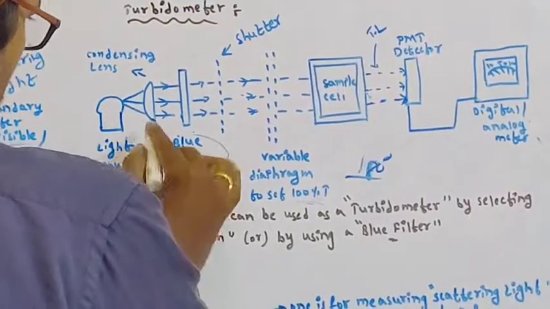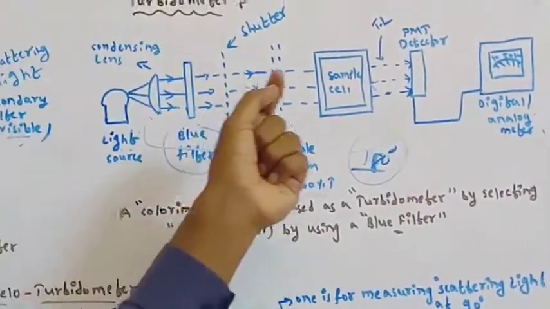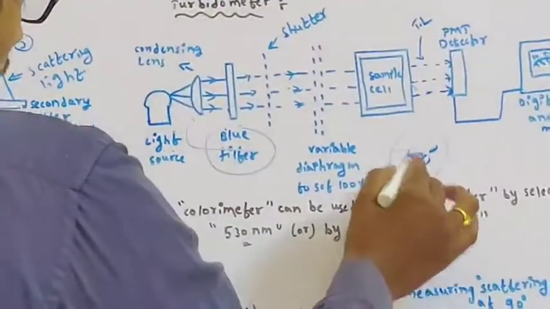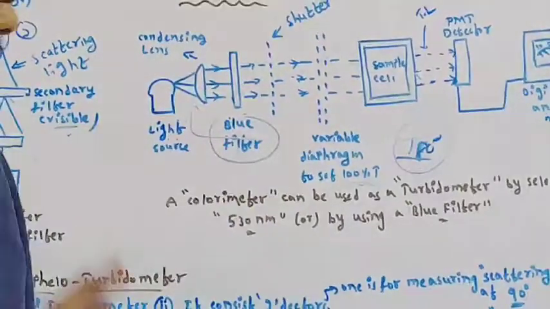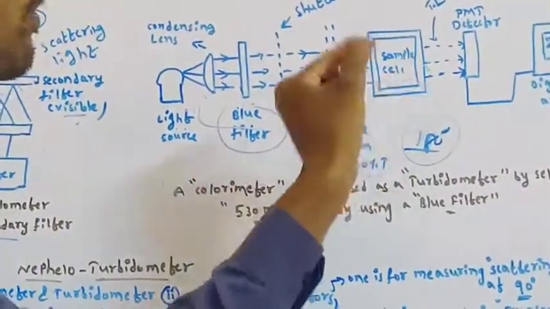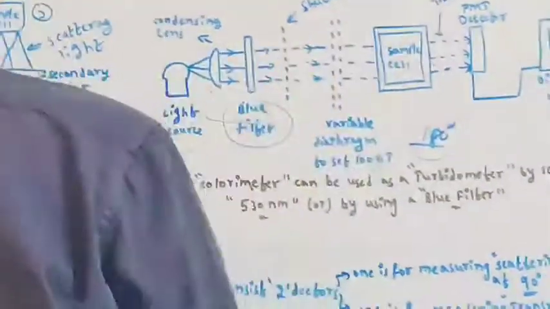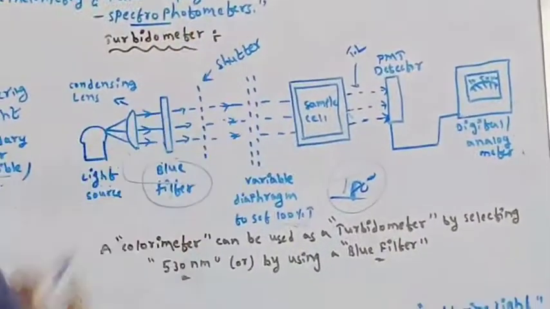Here the transmitted light is measured at a 180-degree angle to the incident light. That is the important thing, 180-degree to the incident beam. That we already saw in the principle. Then a digital or analog meter. This is the working principle. So this is turbidimetry.